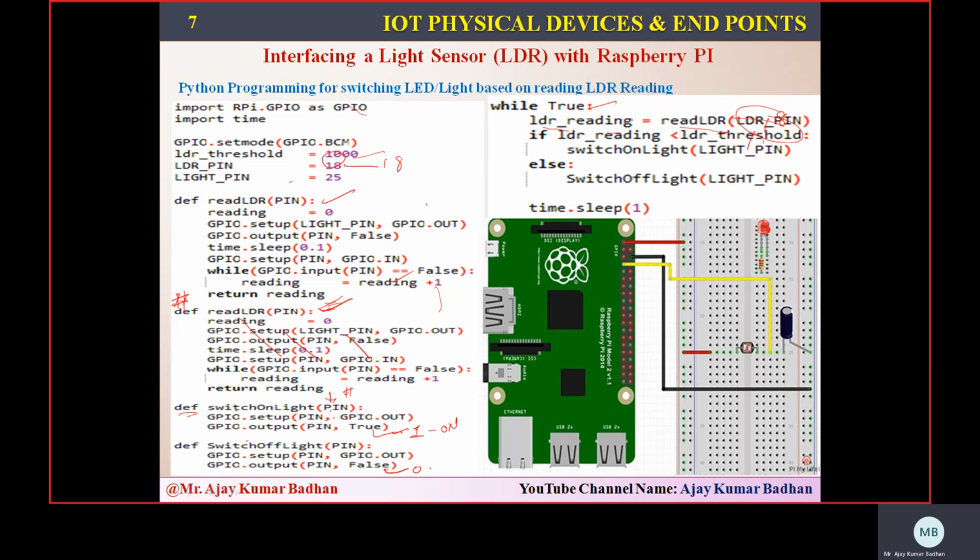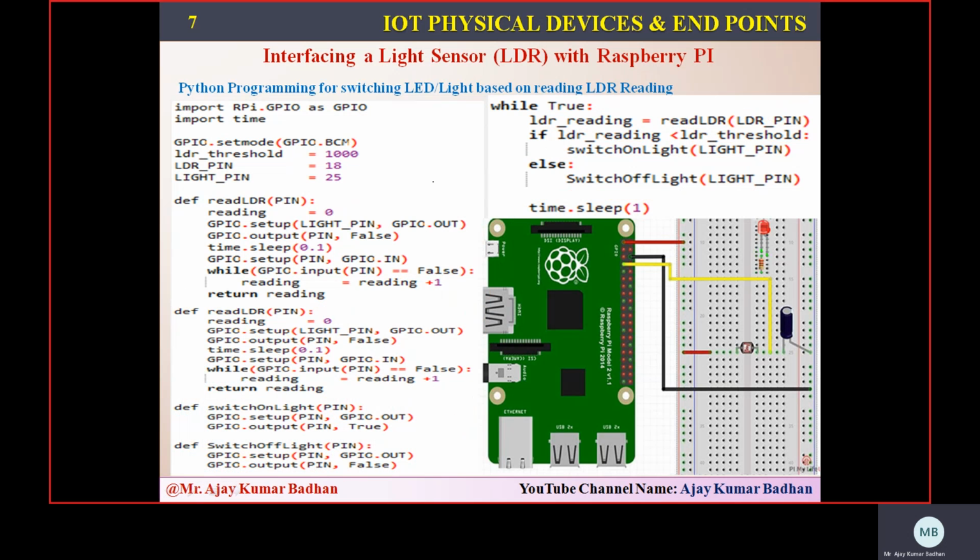And based upon that reading, whatever reading you are getting is less than the threshold. What is the threshold we have set here? 1000. If it is less than 1000, switch on light. From here, the control will go to this particular switch on light and it will simply switch it on. In case the LDR reading is greater than that, it will ask you to switch off the light. And again, the control will transmit it to the switch off and it will switch off that particular light. So this is the way how it exactly works.